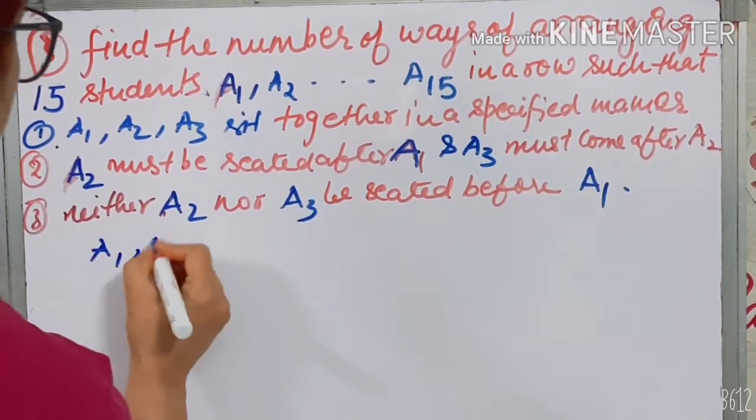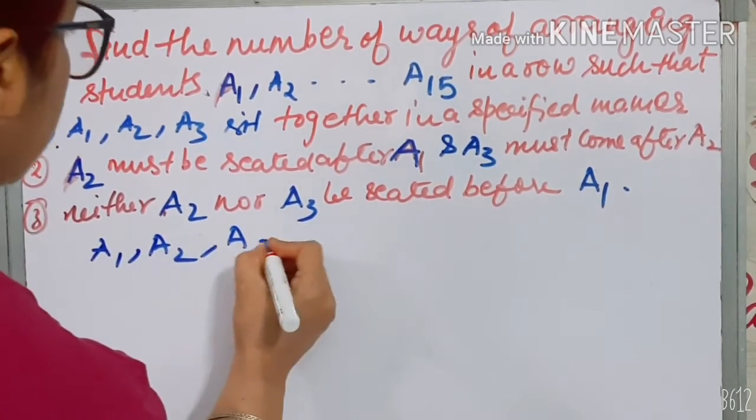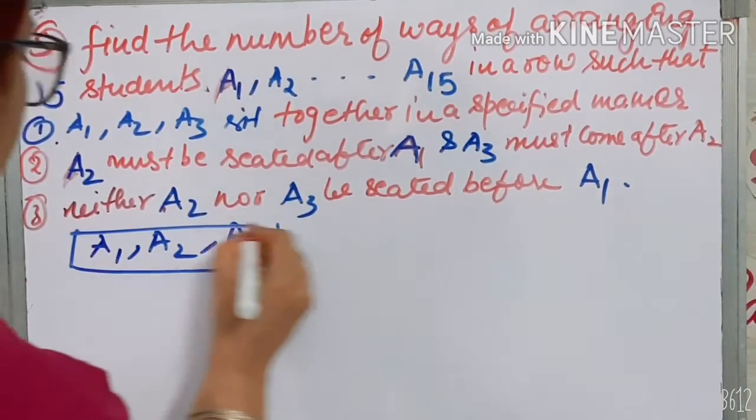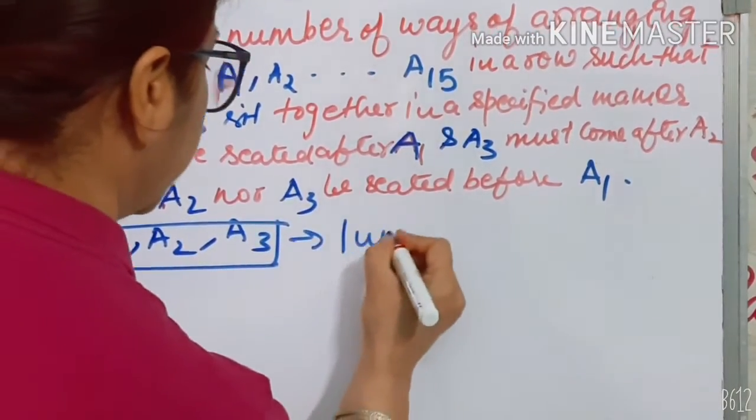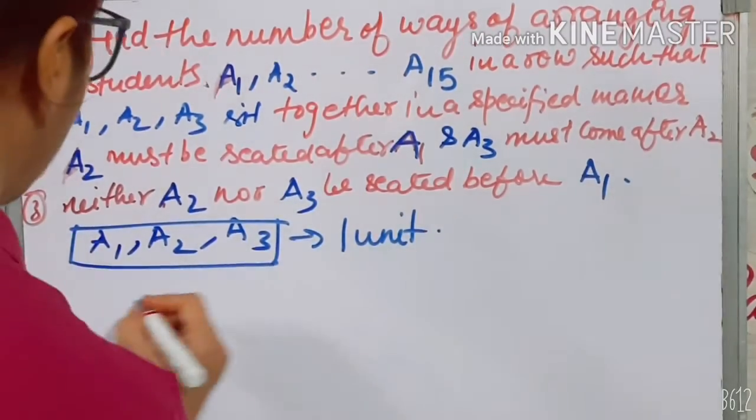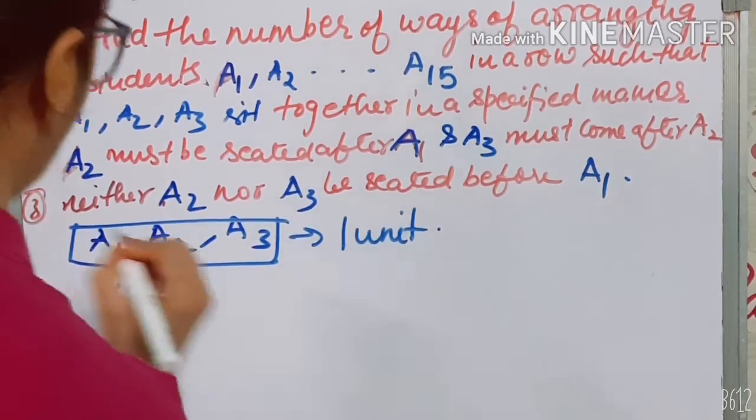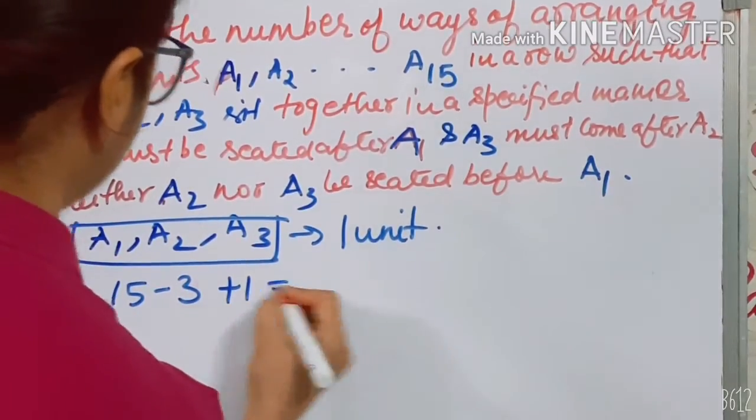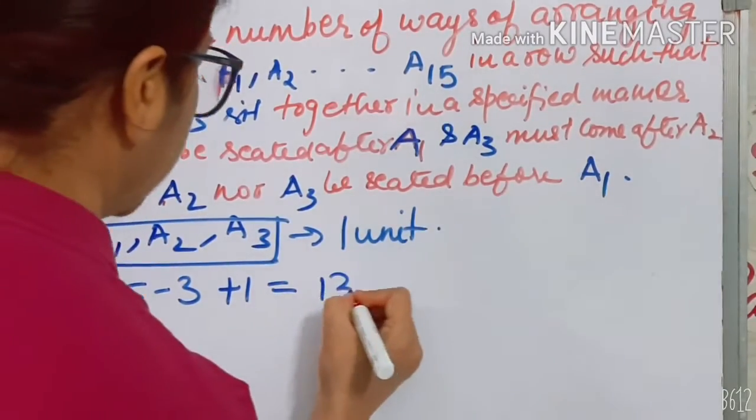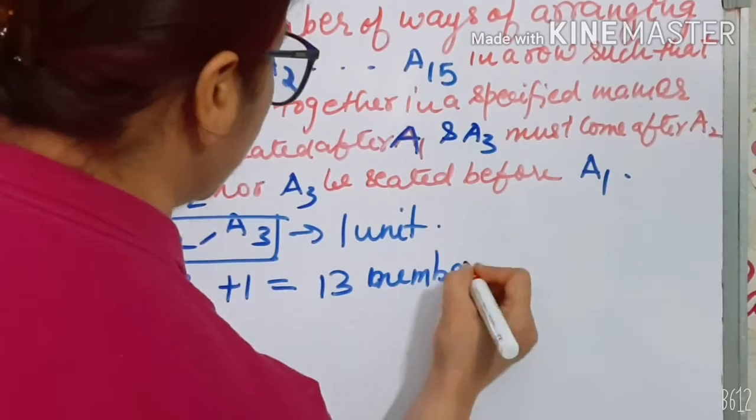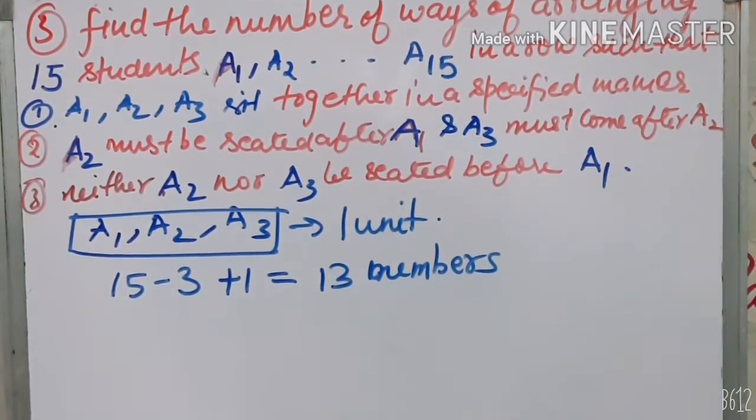Now coming to the first part: A1, A2 and A3 together. Together means we take them as one unit. How many are there? 15 minus 3 plus 1, it becomes 13 members now.